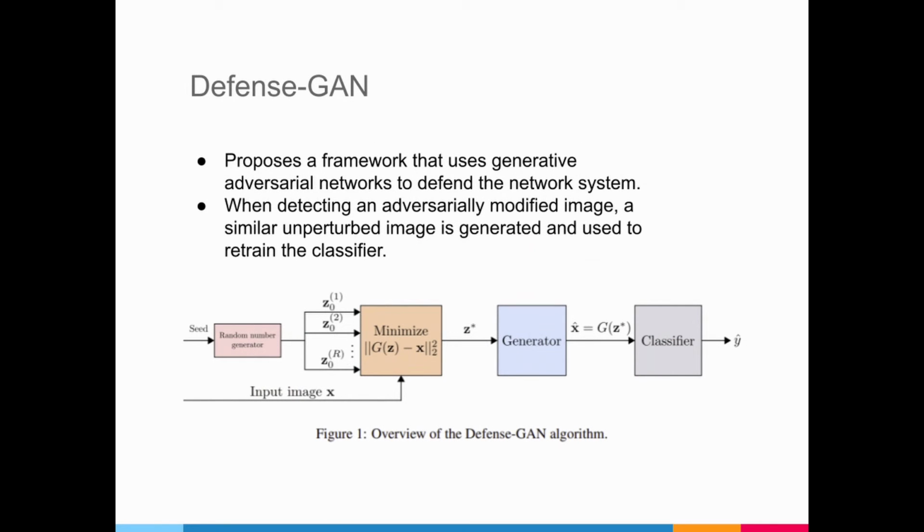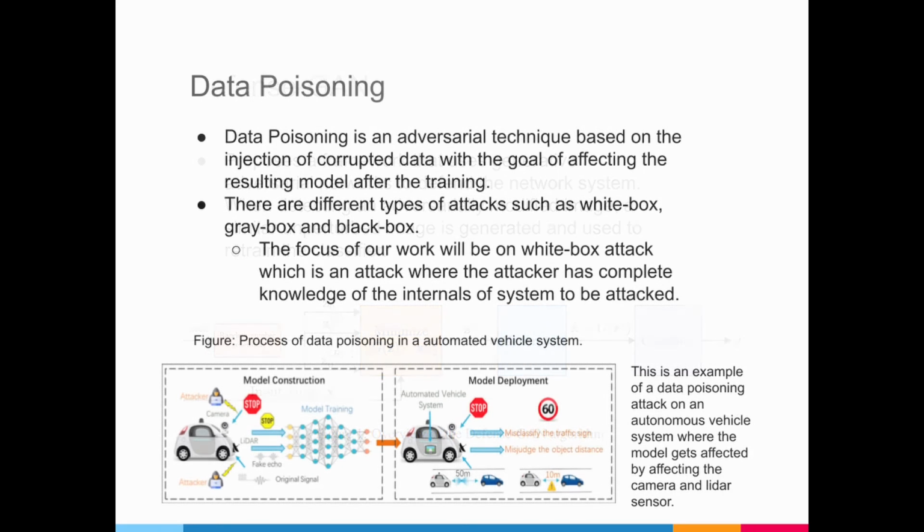DefenseScan is a framework that uses generative adversarial networks to train classifier models and defend network systems. It does this by, when detecting a potentially adversarially modified image, using a generative model to generate a similar image that is not modified. The generated image is then used to retrain the classifier model.